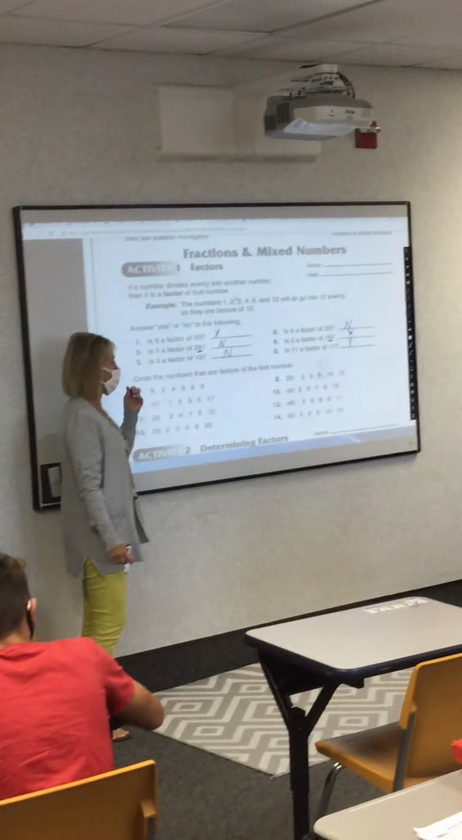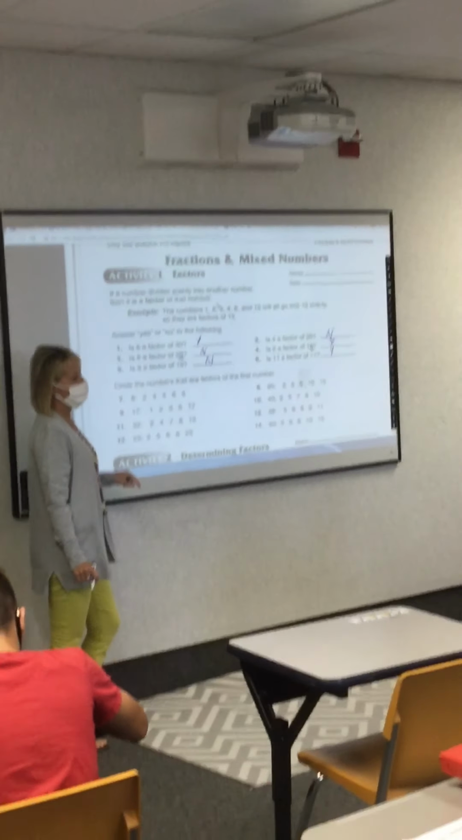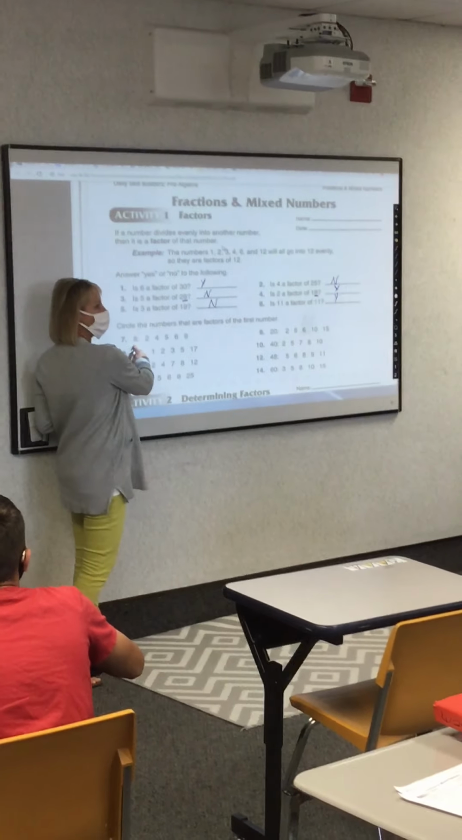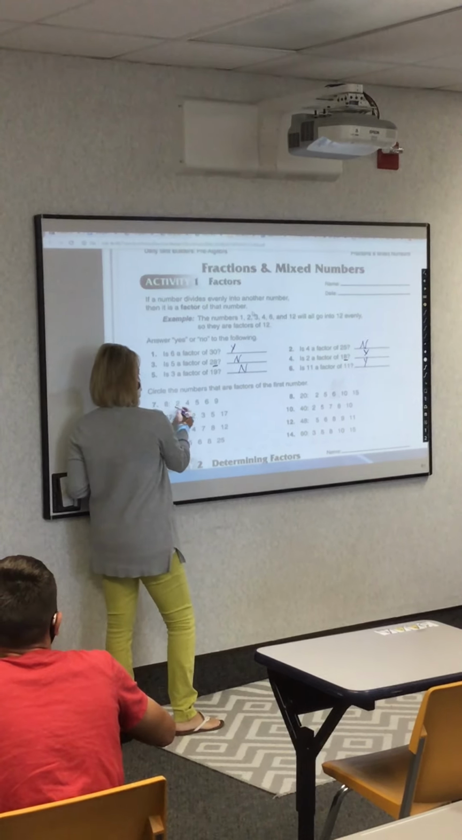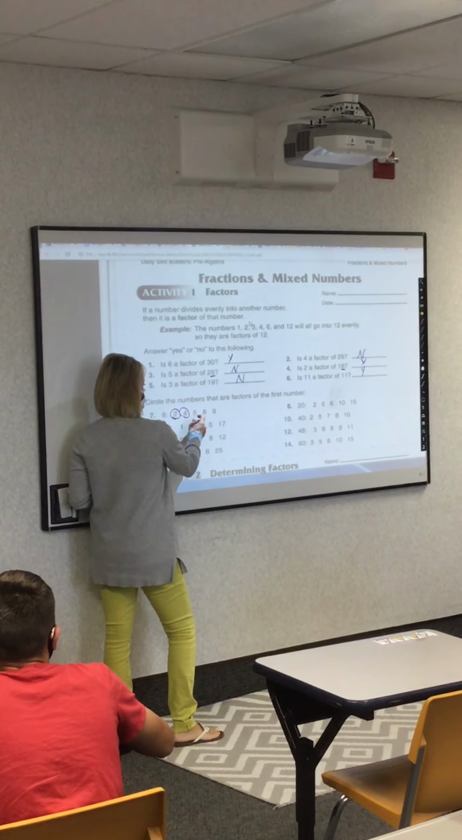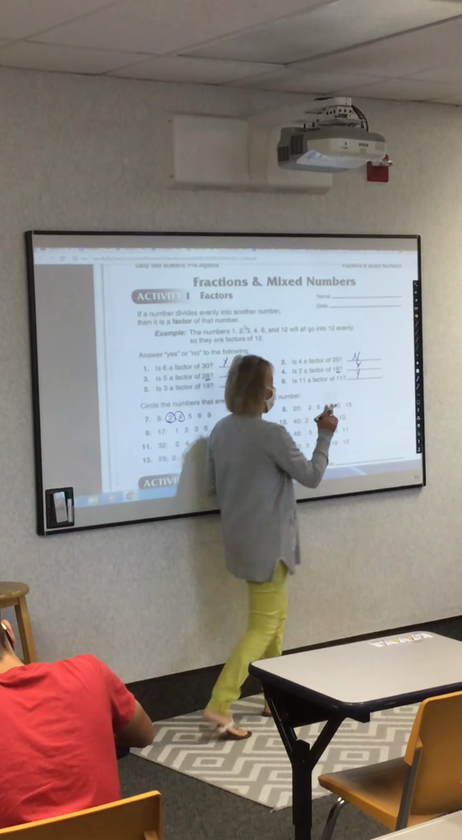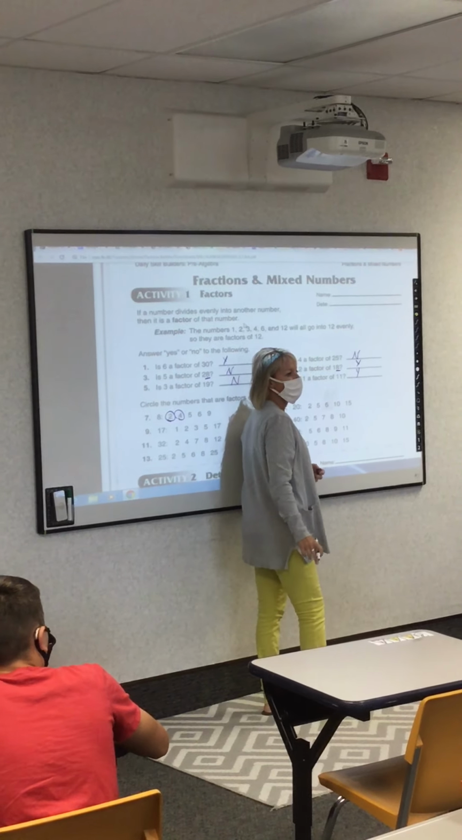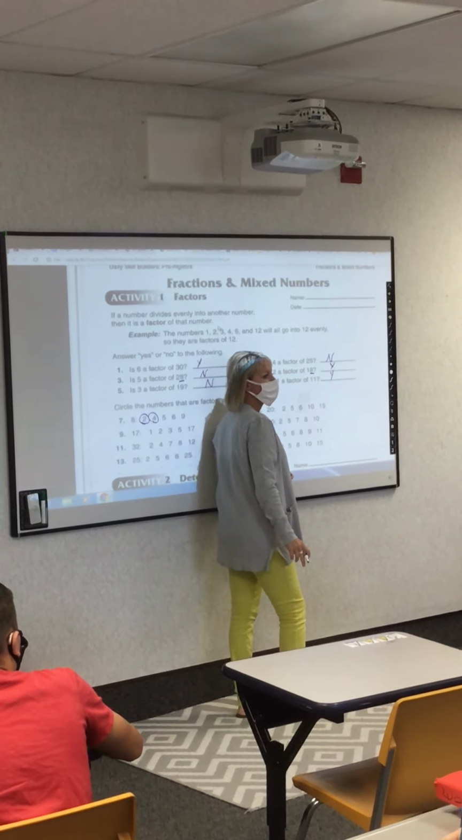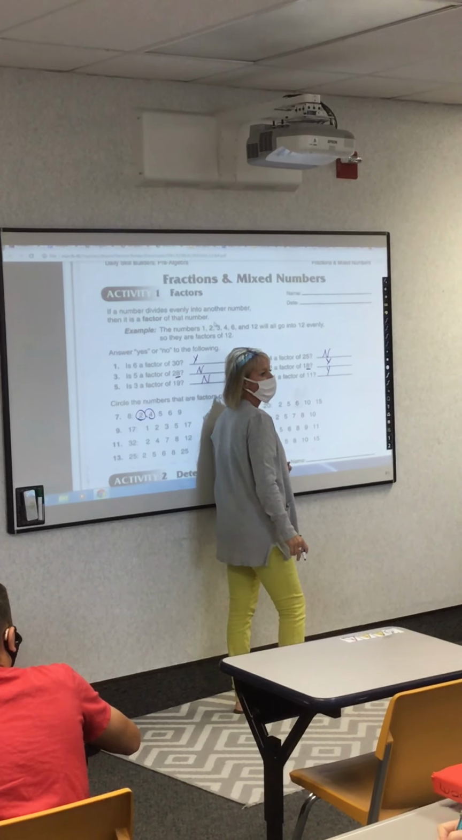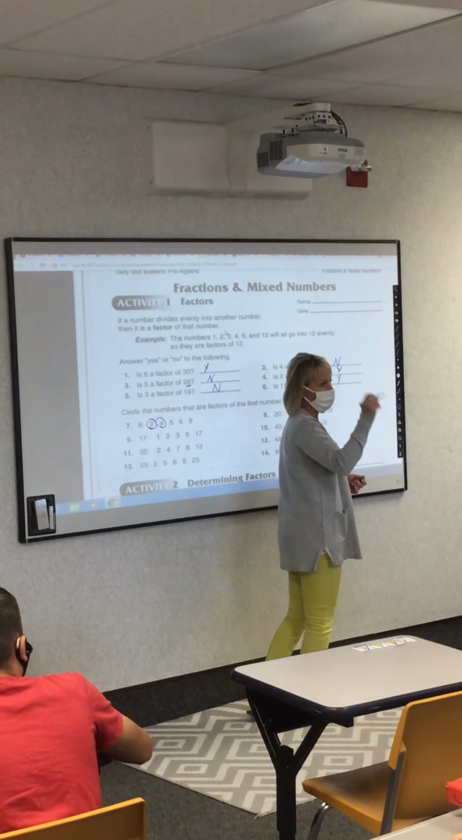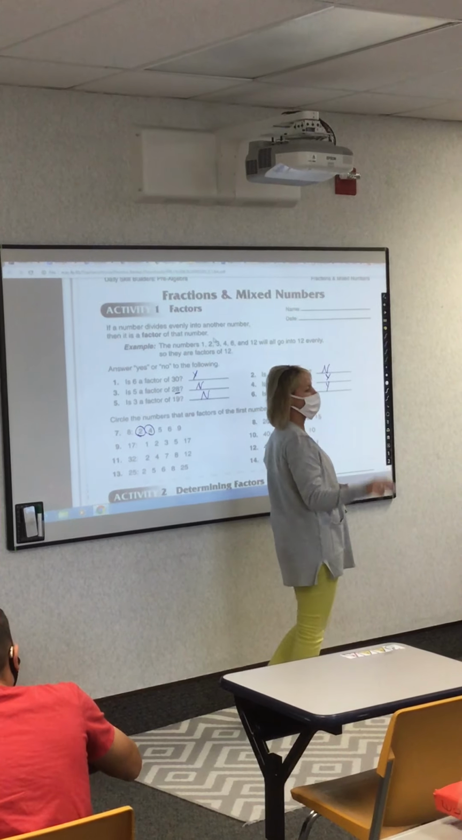Circle the numbers that are factors of the first number. So, the first number is 8, going to be divided by 2. Yes. 4? Yes. 5? No. 6? No. 9? No. Thanks for answering. Yes, Ollie. Can we put in a check mark if you got it right? And then put an X if you get it wrong. And then circle the problems that you got wrong.